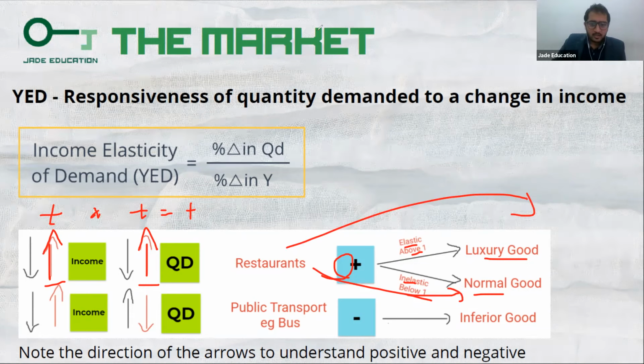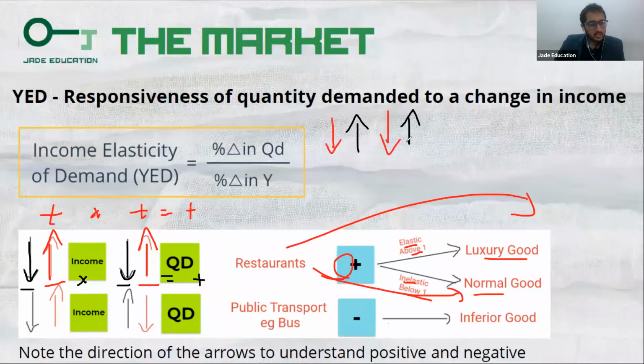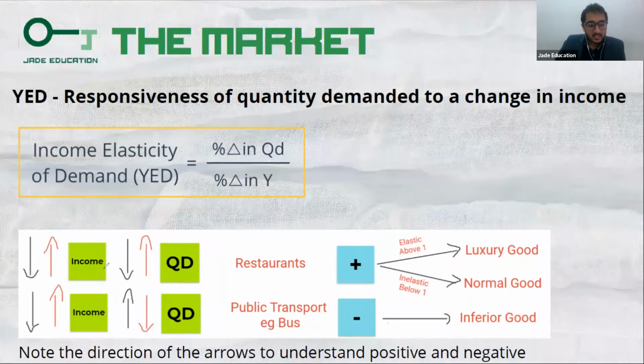But look at the black arrow. It's still going to be positive. Income goes down, demand goes down. What kind of products are these? Same thing. Normal or luxury. Again, minus into minus, basic maths, minus into minus is still plus, because both are going down in the same way. So long as your arrows are going in the same direction, it's going to be positive. If they go in inverse directions, it's a negative answer.